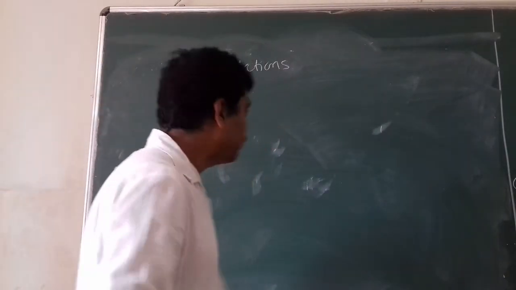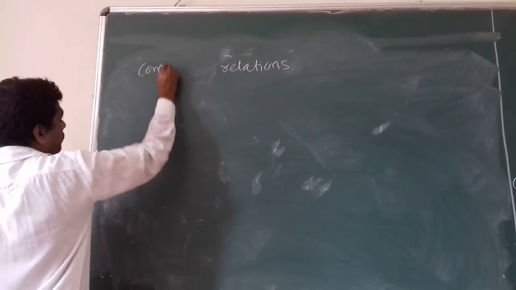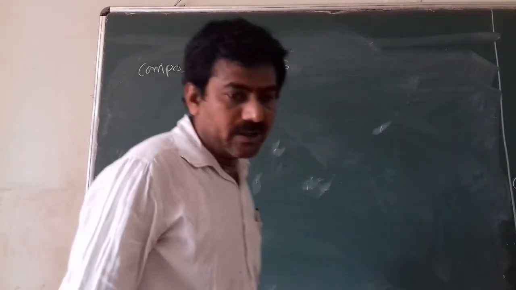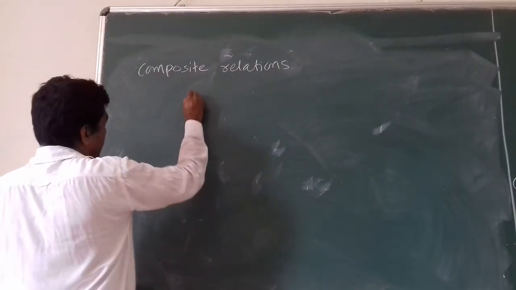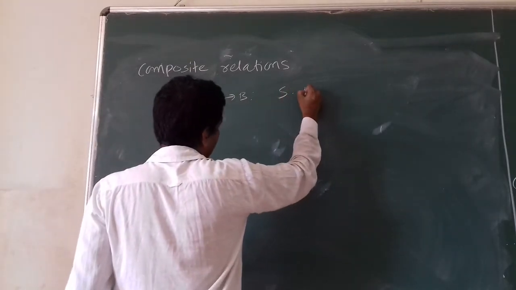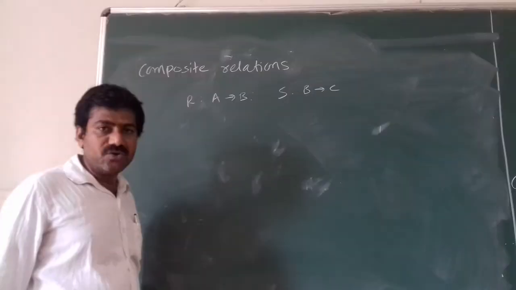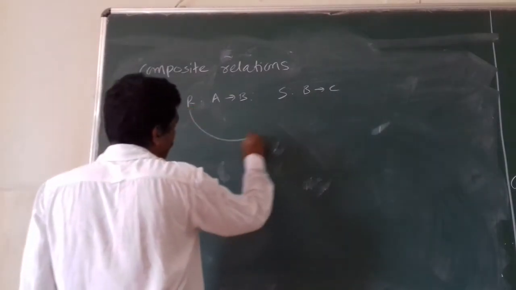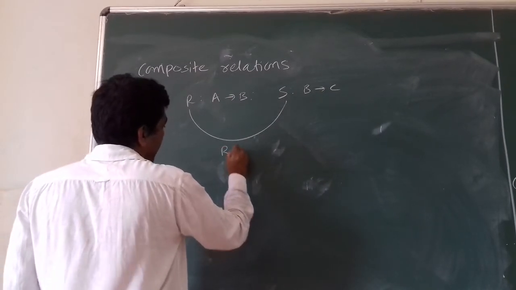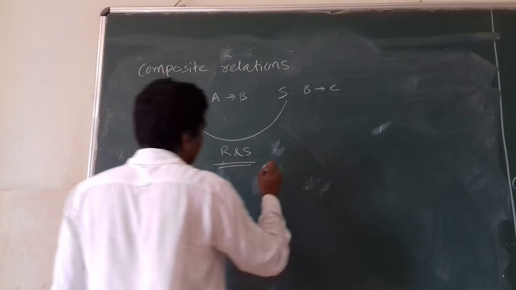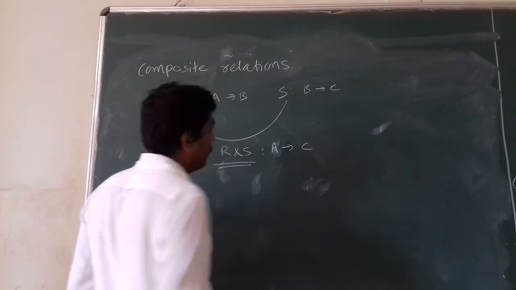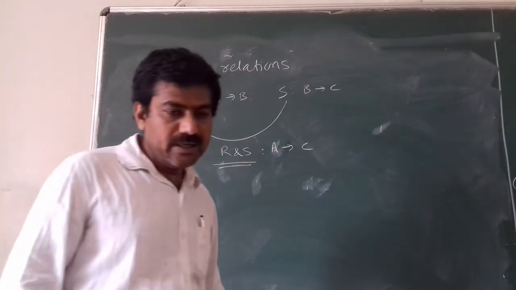Next topic is composite relation, that is the composition of relations. Let R be a relation from A to B, and S a relation from B to C. Then the composition of R and S is a relation from A to C. So this is the composite relation.